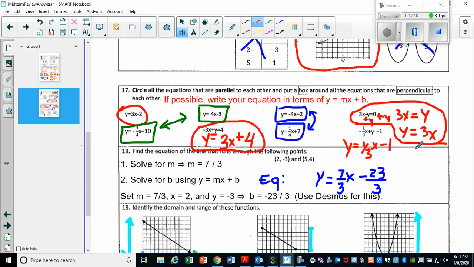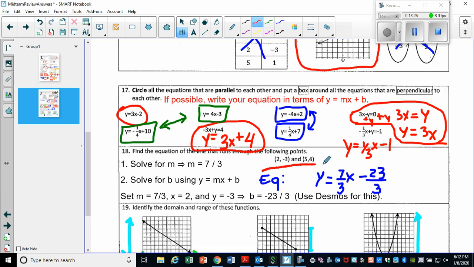This one I think was probably the hardest problem, because in the end, you had the improper fraction. I think that's what got a lot of you. So I'm not sure if it's going to be as hard on the test, but if you can do this problem, chances are you're going to be A-okay. So we said m equals 7/3, x equals 2, y equals negative 3, and the result b is negative 23 over positive 3. So this is your overall final equation right here.